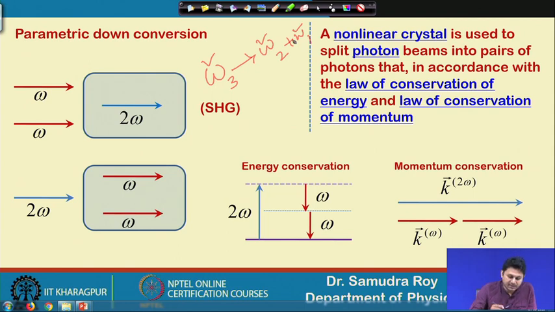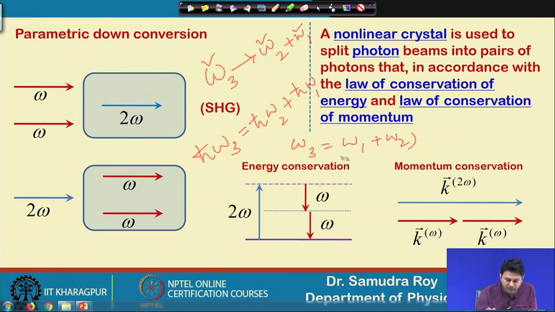So what is the total energy? ħω3 is the energy of the photon ω3, from which we are generating two photons. The energies of the two photons are ħω1 and ħω2. That means, according to the conservation of energy, ω3 has to be equal to ω1 plus ω2. That is my one equation, the conservation of energy equation.